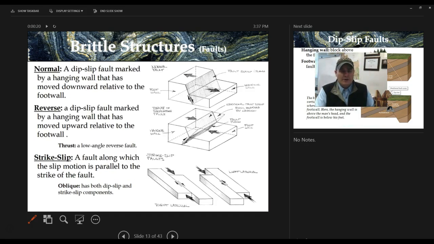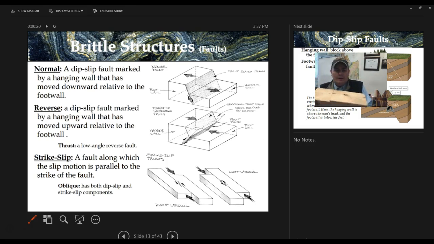So I showed you this one on the last one here. The hanging wall goes up, that's reverse. The hanging wall goes down, that's a normal fault, right?